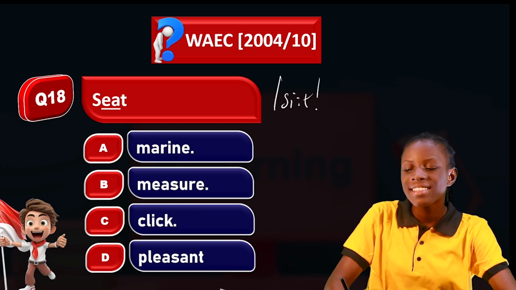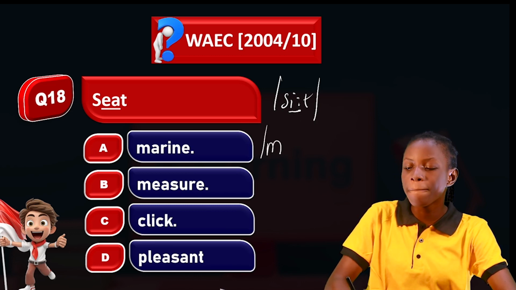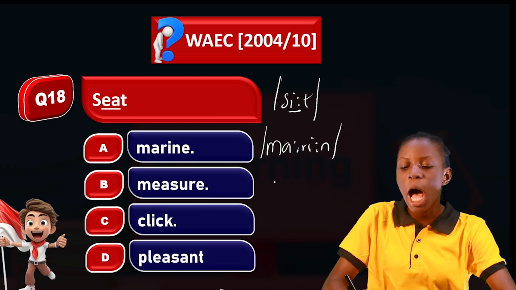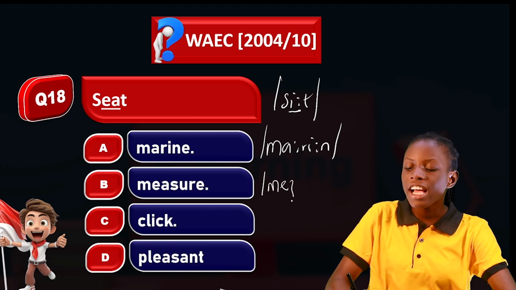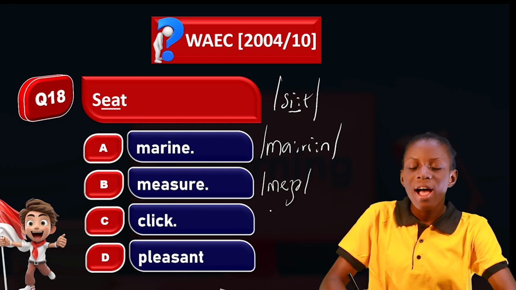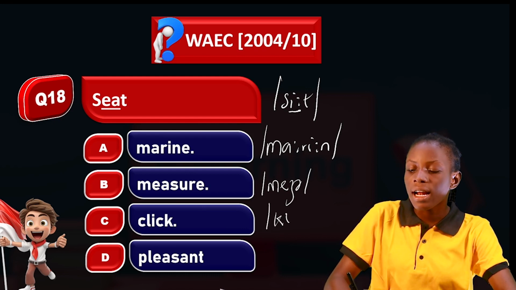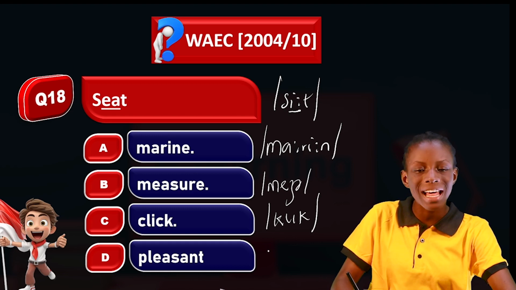We have our seat to be eat, looking for the E sound, and option A is marine. We have marine to be in. Marine. Option B is measure. We have measure to be measure. Have option C to be click. Have a click to be eek. Okay, and option D is pleasant. Have a pleasant to be and.